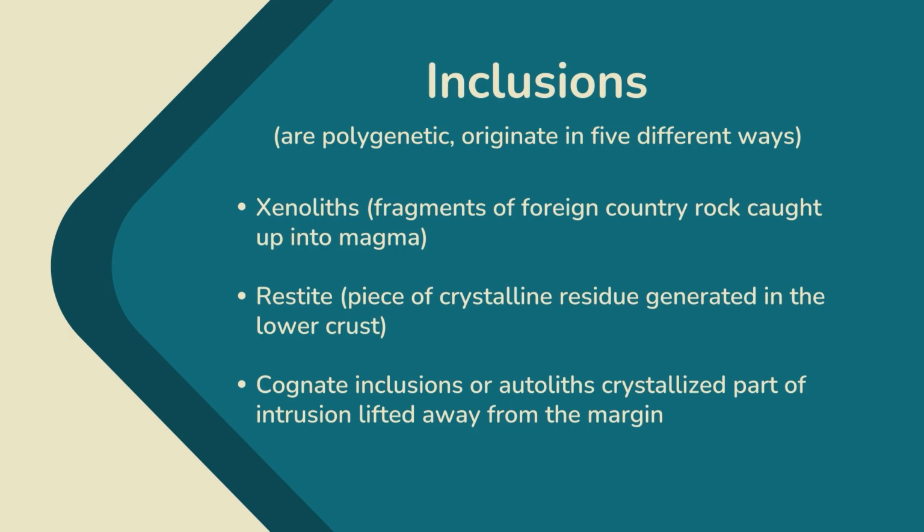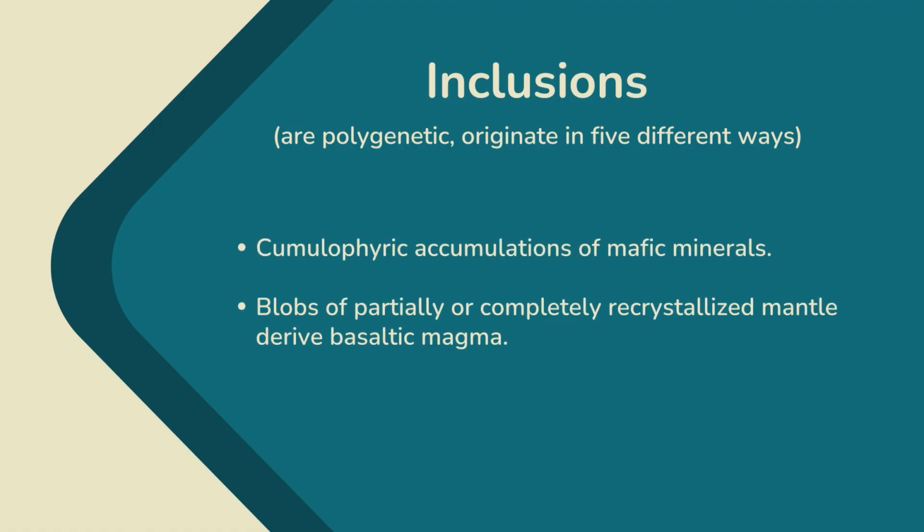Restite is an aluminous body. Normally it is derived during partial melting, and clay material is incorporated in the magma. Sometimes cognate inclusions, or autoliths, are crystallized parts of the same magma lifted away from the margin, and cumulate is the accumulation of mafic minerals or big crystals at one place. Blobs are partially or completely recrystallized mantle derived basaltic magma.